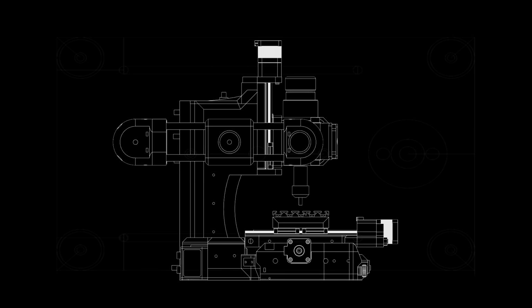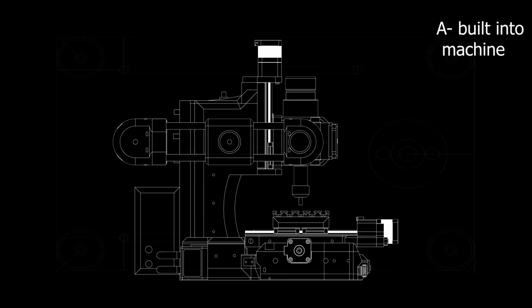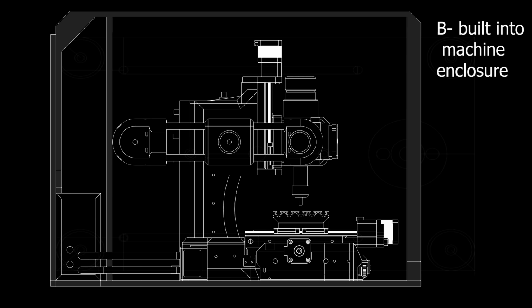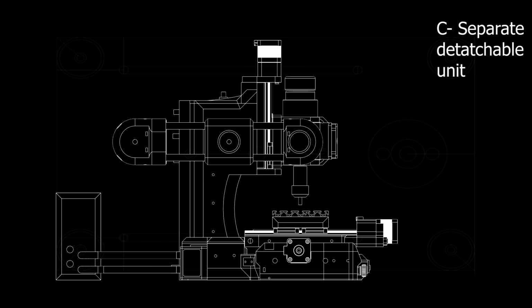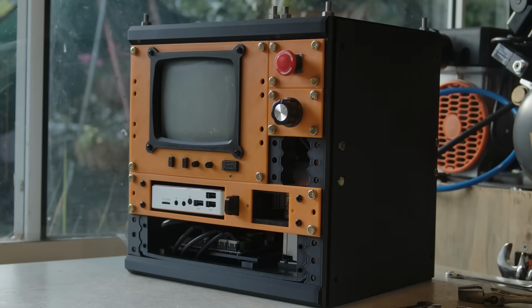There's kind of three ways I could go about this. Either A, build the electronics onto the machine, B, build the electronics into an enclosure for the machine, or C, build a standalone controller that's completely separate from the machine. As you probably guessed by the thumbnail, I went with option C.